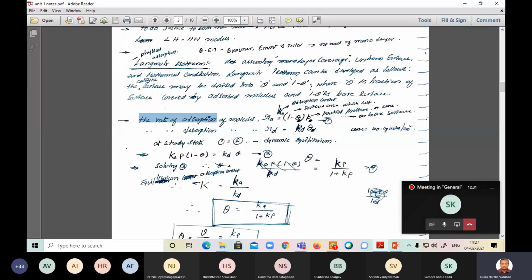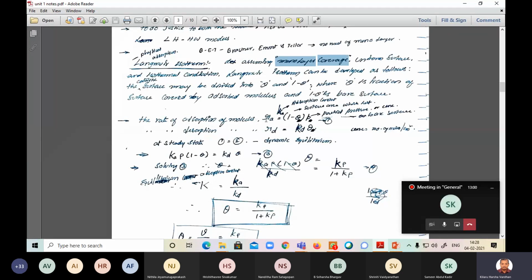Now how to write the rate of adsorption? Rate of adsorption is nothing but where the gas is adsorbing, on the bare surface only. The gas could adsorb on the gas itself also, but you are assuming it is monolayer coverage. Therefore, the gas is adsorbed only on the bare surface. That is what you will assume. So how much of the gas is getting adsorbed?